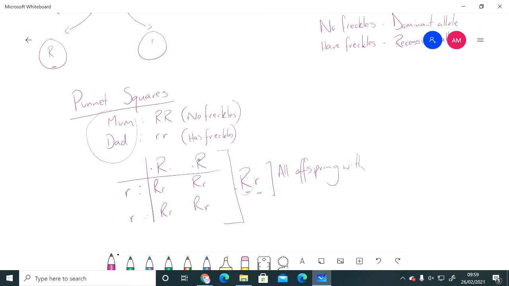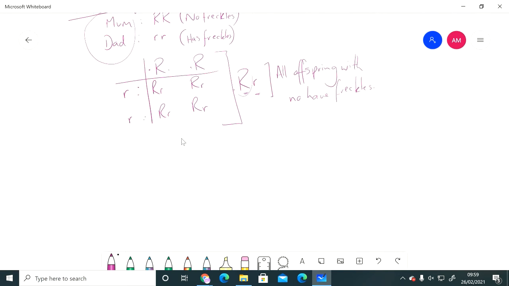will not have freckles. Okay, let's think of one more example. So let's now say that mum has got a dominant allele and a recessive. And let's say that dad is the same. Now, when they go to make their, let's draw our Punnett square. When mum goes to make eggs, half of her eggs will have the dominant allele and half will have the recessive. And when dad produces sperm, half of the sperm will have the dominant and half will have the recessive.